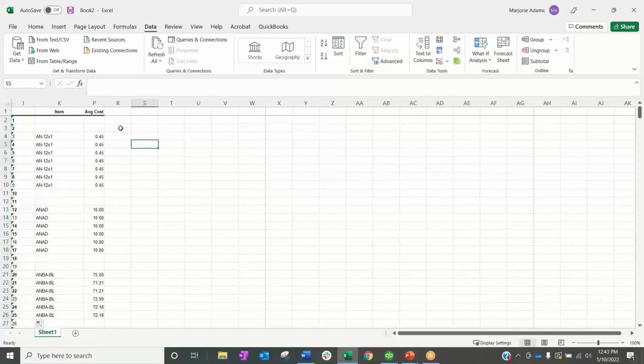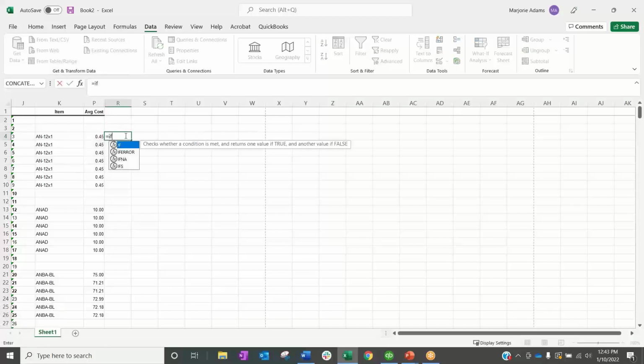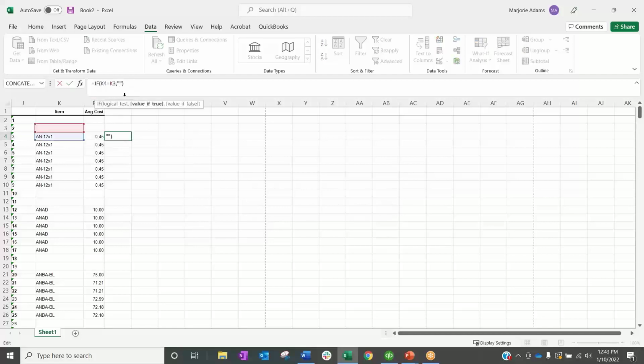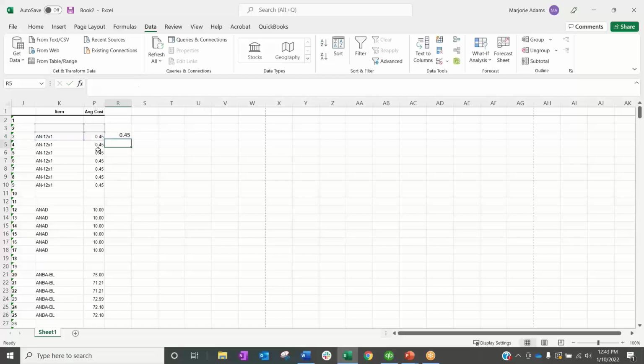So what I want to do is an if then, right? I'm saying equals if this equals that, if this equals the one above, then take this minus that. If not, then just return this here. Okay, so it's just returning 45 cents. And I copy this down, not super exciting stuff.